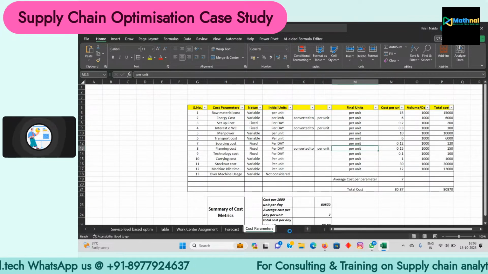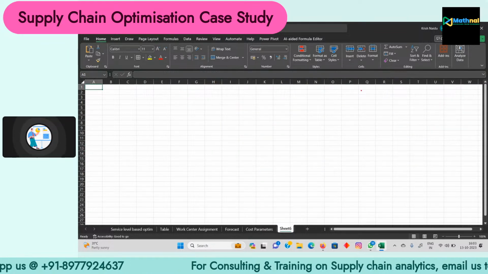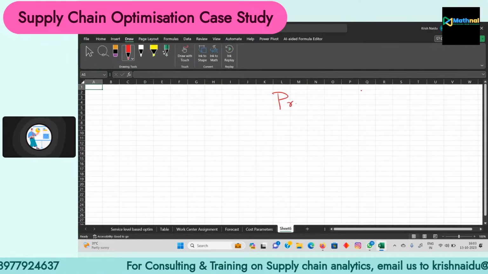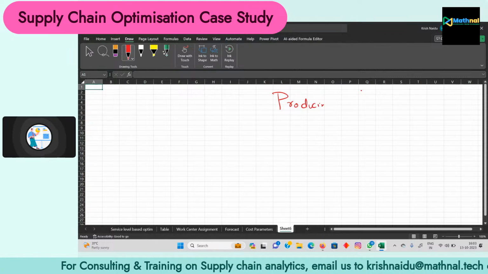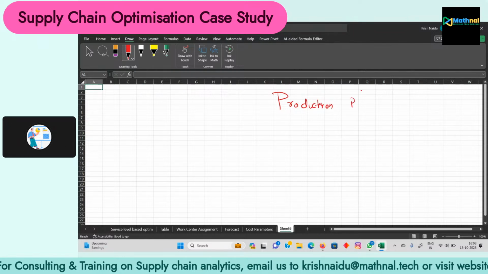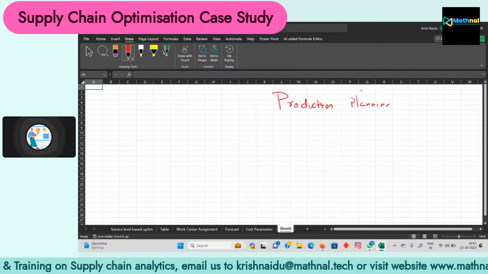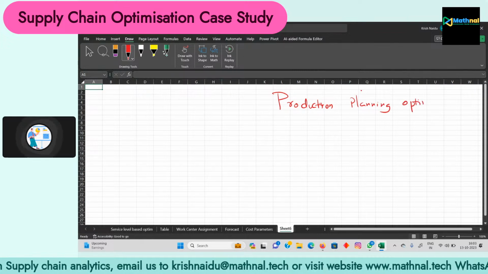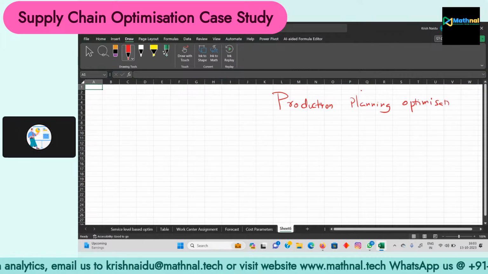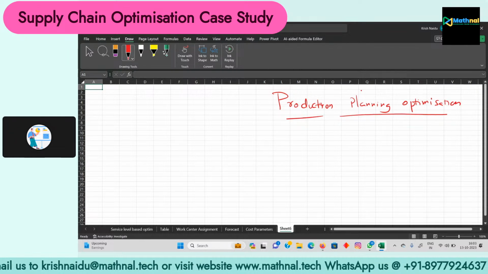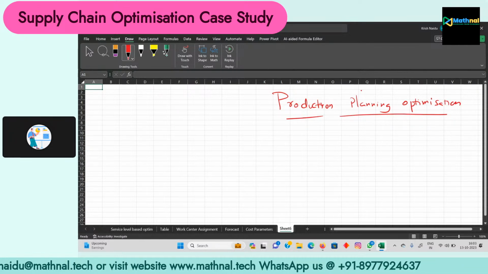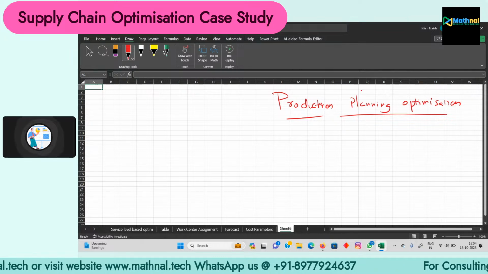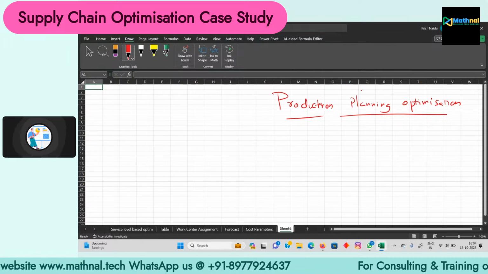So first, let me discuss today's case. So today's case is production planning optimization. So the reason why we need to optimize the supply chain, why we need to optimize the supply chain.